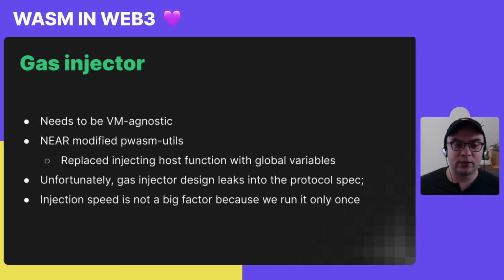But the good news is that you can actually write very suboptimal gas injectors. At least at Near, we don't do gas injection upon the contract execution. We do it upon the contract deployment. And the contract compilation and contract deployment is already quite expensive. So you can run a very simple and suboptimal gas injection there, and don't worry too much about its performance.